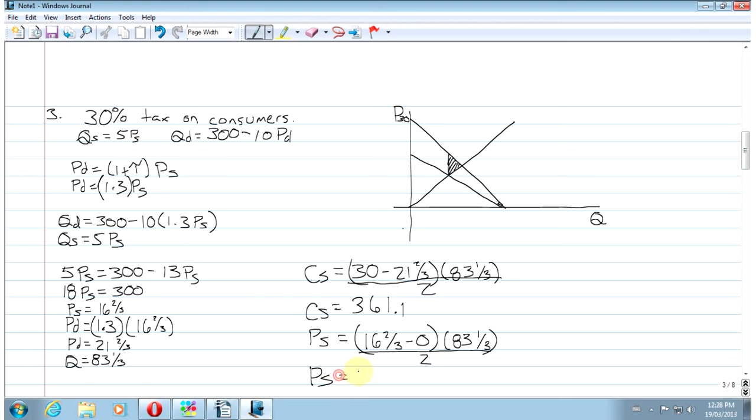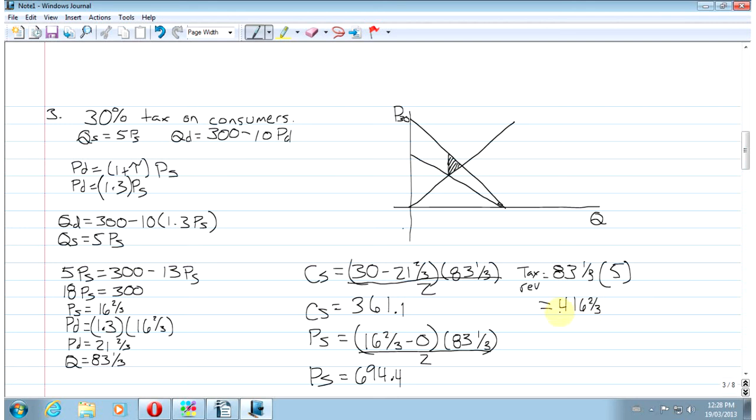And I get about 694.4. Alright, but I also have some tax revenue to account for. I have 83 and a third units being taxed at the difference between the price of the demander and the price of the supplier. So times $5. And for that I get 416 and 2/3.